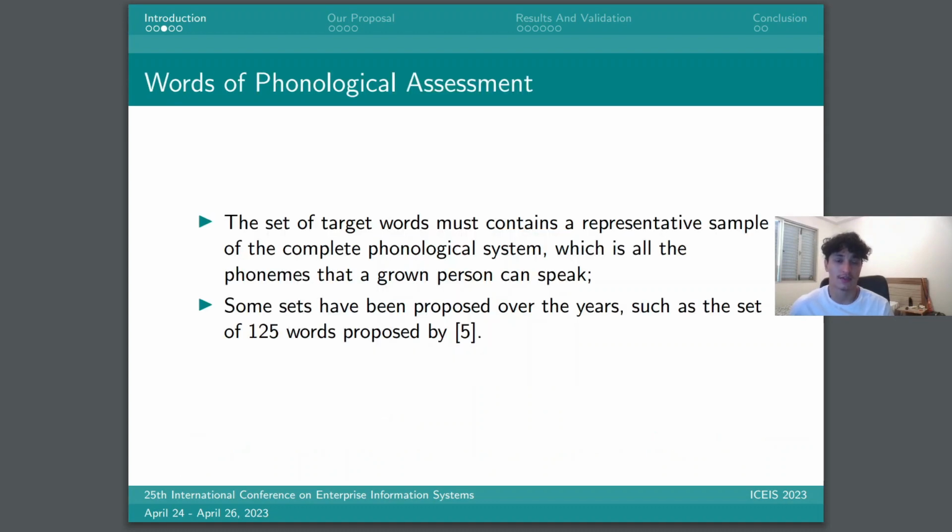So the set of target words that compose a phonological assessment must contain a representative sample of the complete phonological system, which means all the phonemes that a grown person can speak. Some of those sets have been proposed over the years, such as the one proposed by 5, which contains 125 words.